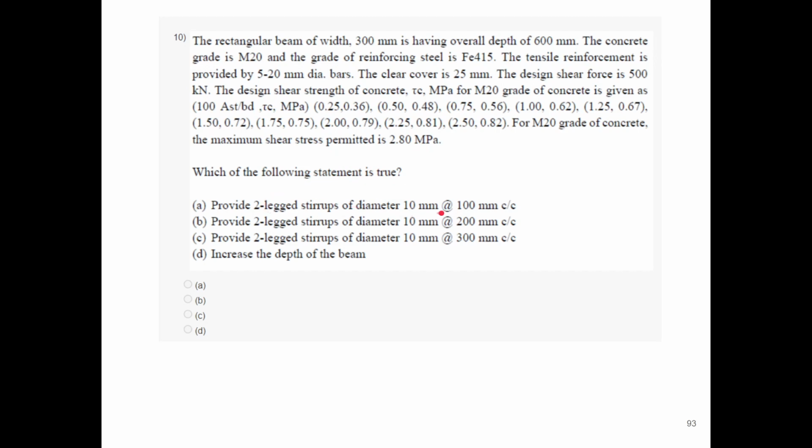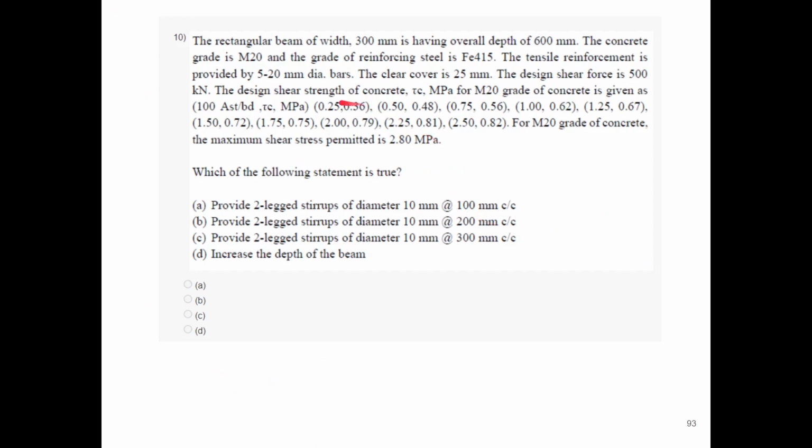Provide two-legged stirrups of diameter 10 mm at the rate of 100 mm center to center. Provide two-legged stirrups of diameter 10 mm at the rate of 200 mm center to center. Provide two-legged stirrups of diameter 10 mm at the rate of 300 mm center to center, or increase the depth of the beam. Okay, so which option is correct?